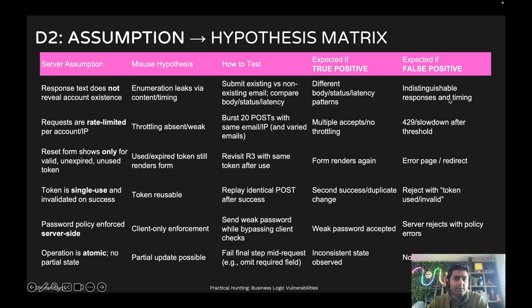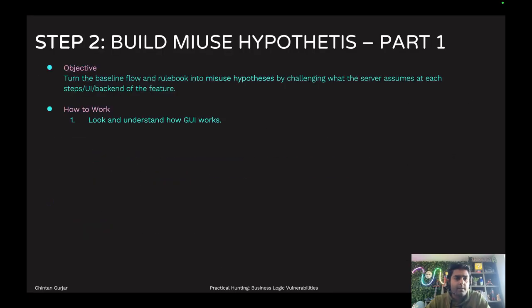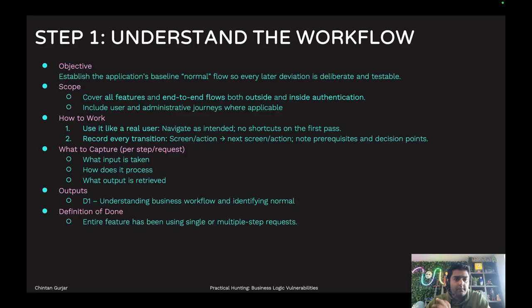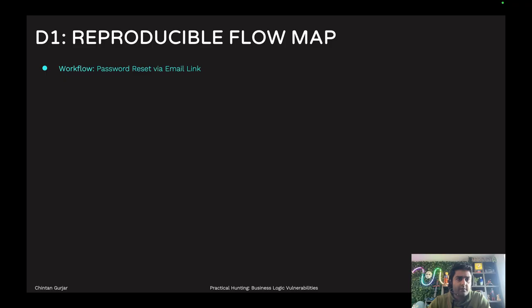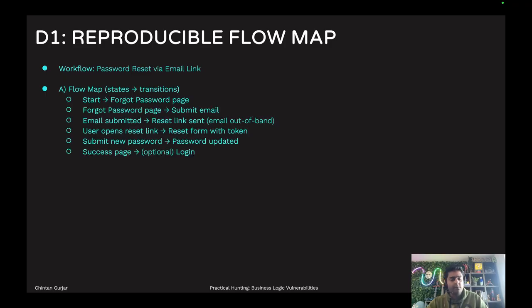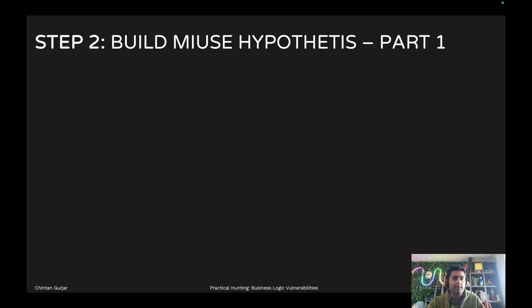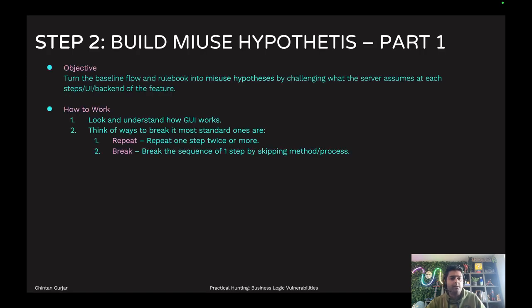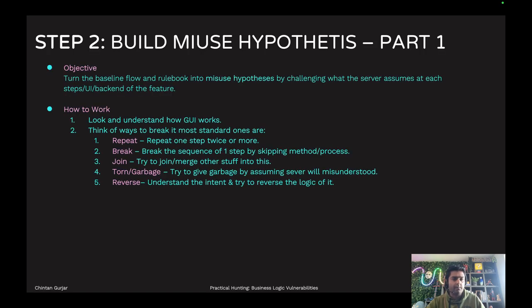If it's a false positive, it means you are getting the same message every time. Okay, so again, let me go back to step one. Step one will create the new normal, for example the password reset flow. So these are all the steps, and you'll just note them down in the Excel file. Now, based on each and every step, without looking at the HTTP request, you will repeat step two. Step two is repeat, break, join, tone, garbage, reverse.